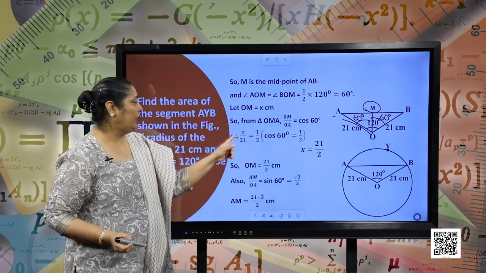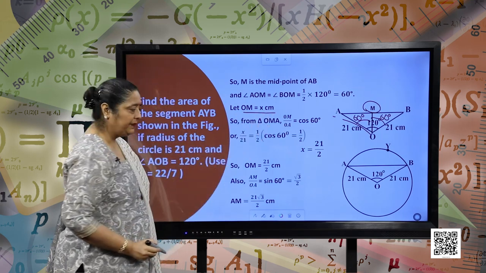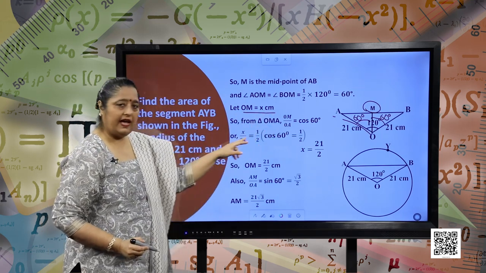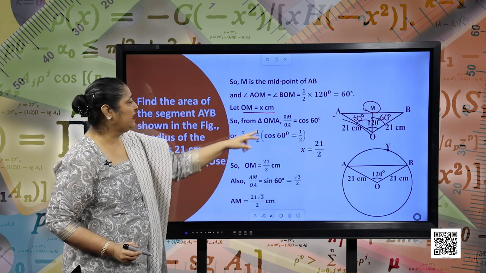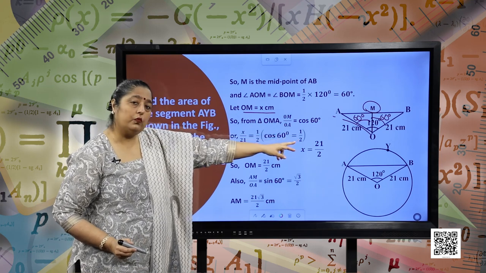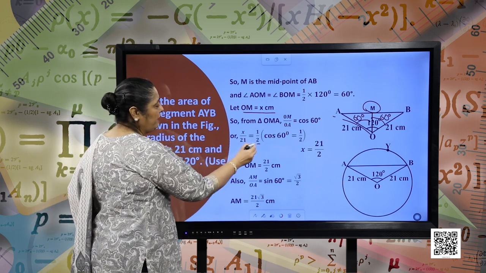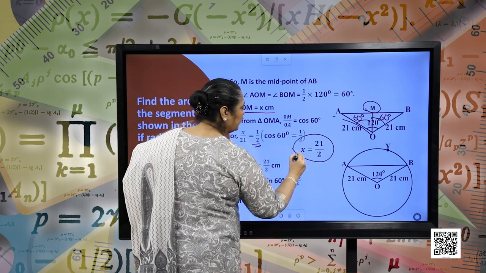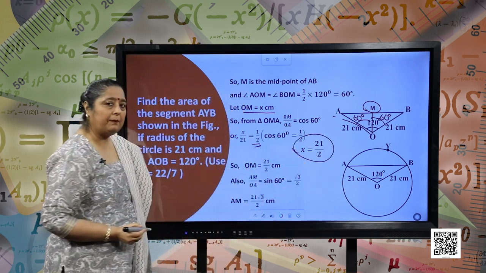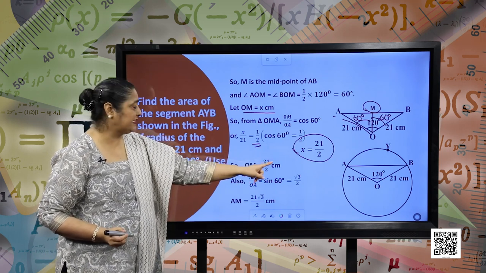Substituting the value, we have OM as x centimeter, and OA is the radius of the circle, so 21 centimeter, and the value of cos theta, we know that cos 60 is 1 by 2. So, we have 1 by 2. So, the value of x comes out to be 21 by 2. This is OM. OM is 21 by 2 centimeter.